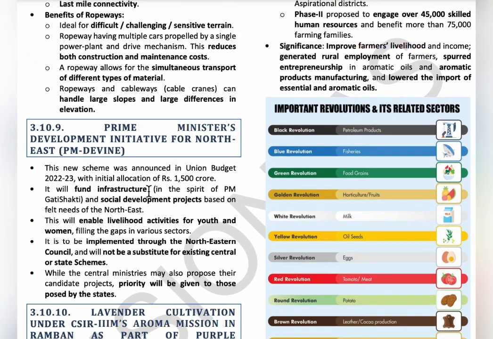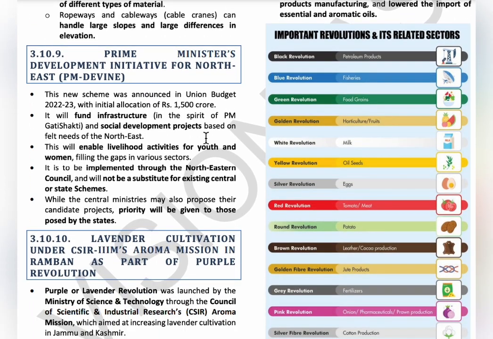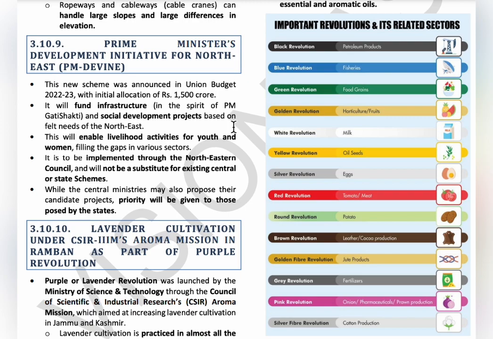Next, some important revolutions are given here. Black revolution is for petroleum products, blue revolution is for fisheries, green revolution is for food grains, golden revolution is for horticulture or fruits, white revolution is for milk, yellow revolution is for oil seeds, silver revolution is for eggs, red revolution is for tomatoes or meat, round revolution is for potatoes, brown revolution is for leather or cocoa, golden fiber revolution is for jute, gray revolution is for fertilizers, pink revolution is for onion, pharmaceuticals or prawns production, and silver fiber revolution is for cotton production. So these are some important revolutions.